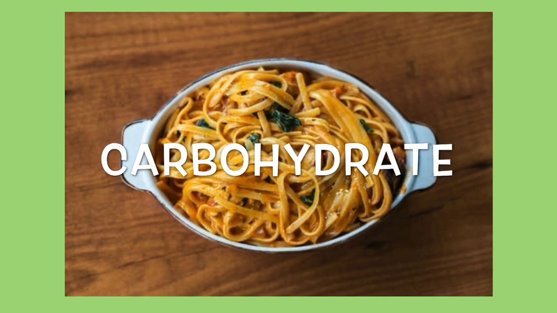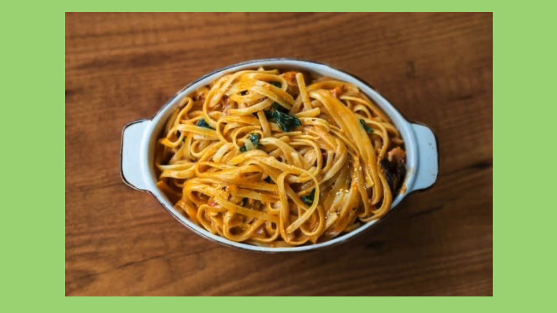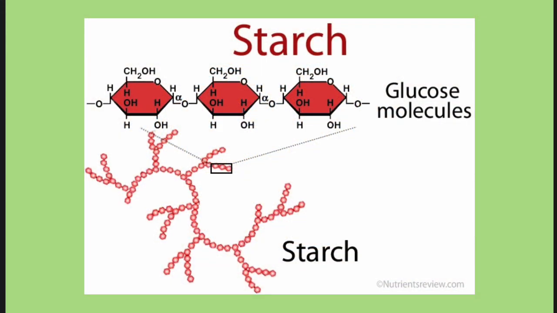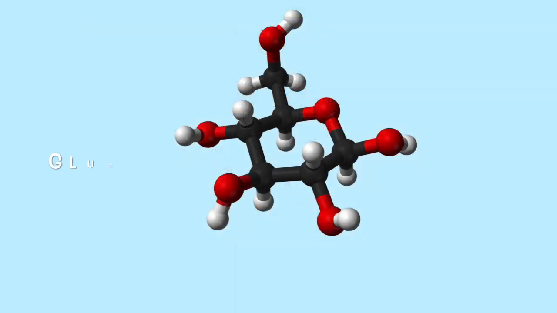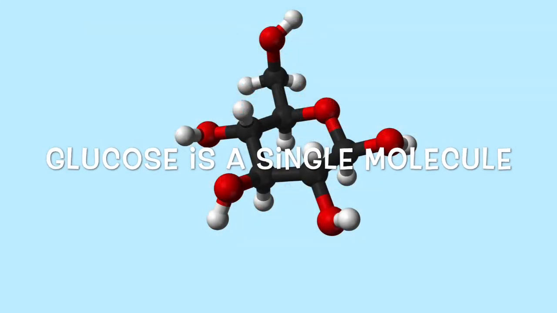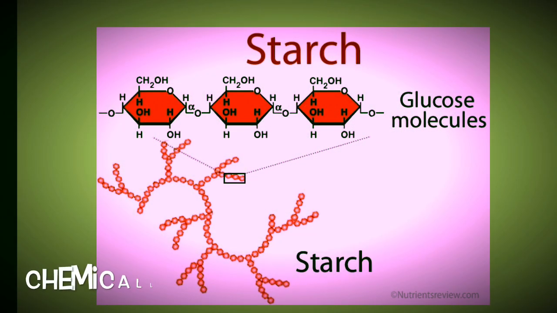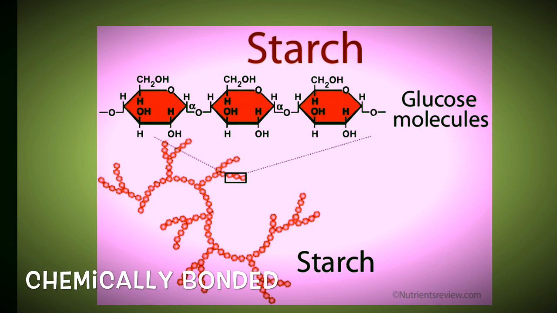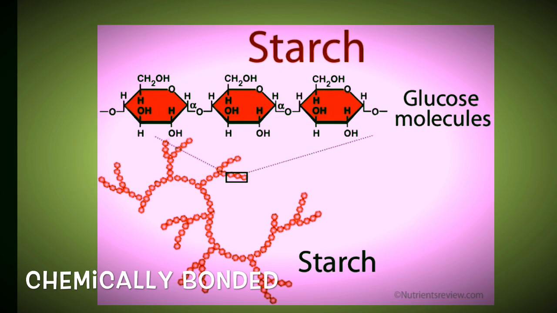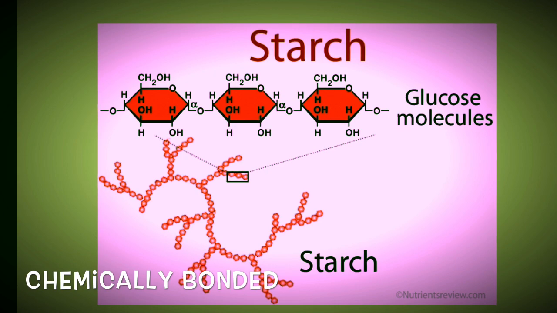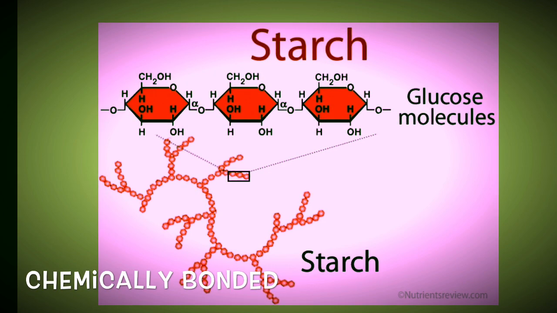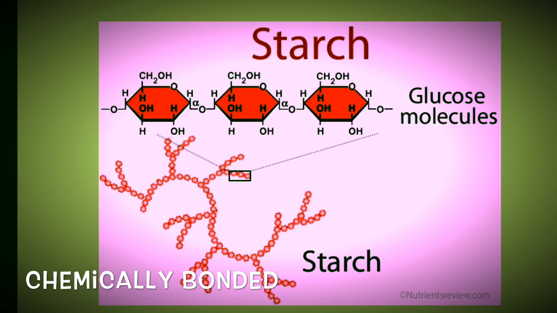Sugars are also members of the carbohydrate family, as are starches. So let's have a look at how sugars and starches differ. Glucose is a single molecule, whereas starch is many glucose molecules bonded together. You can see here it's a series of chains of glucose molecules linked to one another.